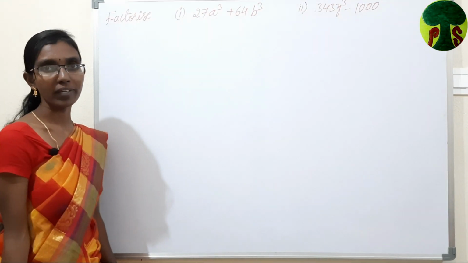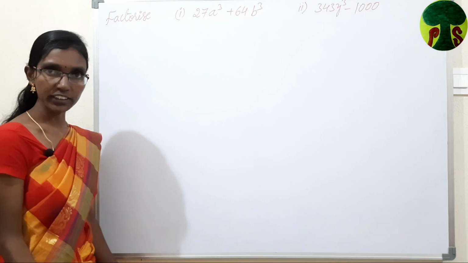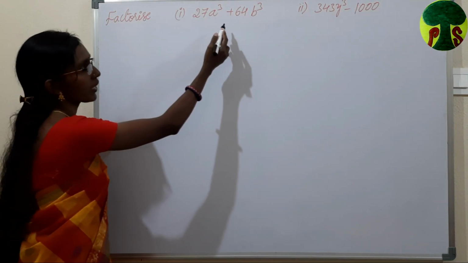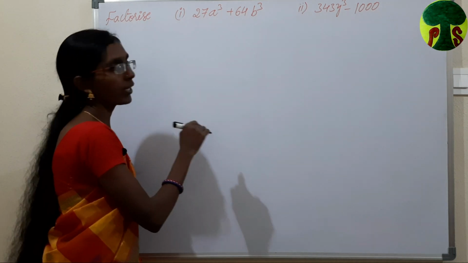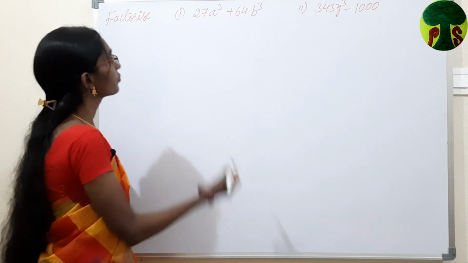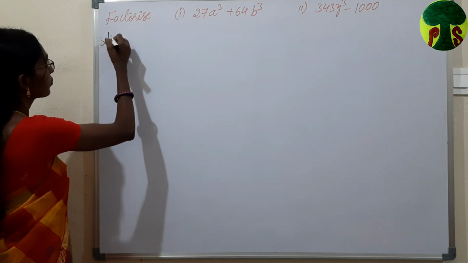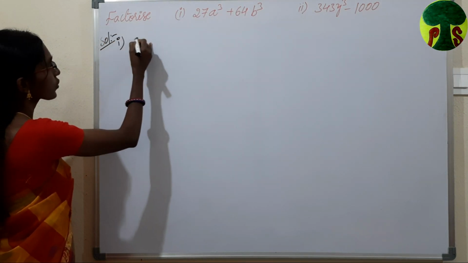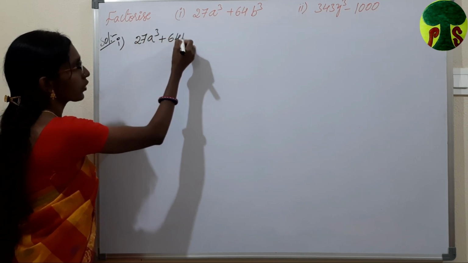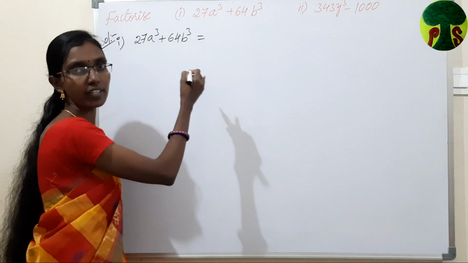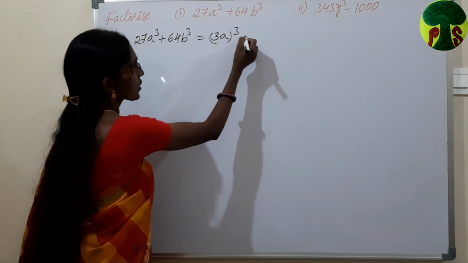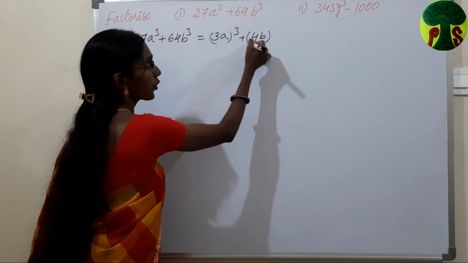Let us solve problems on the identity which we learned just before. Here is the question. Factorize 27a³ + 64b³ and also 343y³ − 1000. Solution. The given question is 27a³ + 64b³. We can express this as (3a)³ + (4b)³.